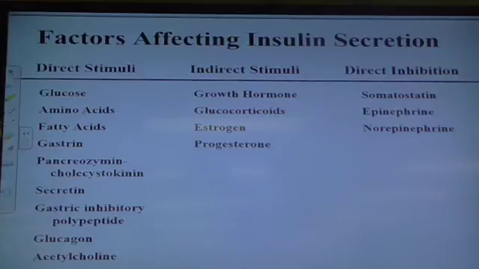So here are some of the factors that affect insulin secretion. You've got your direct stimuli. The most important is glucose. But why would amino acids and fatty acids do it? What are amino acids and fatty acids going to be used to make?